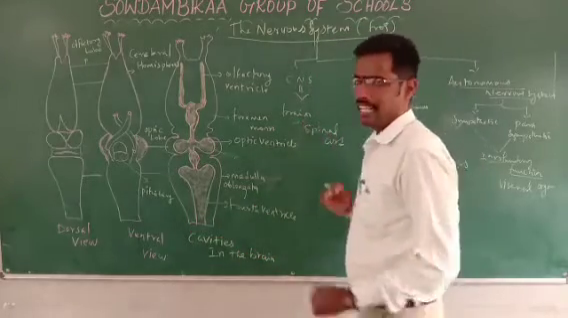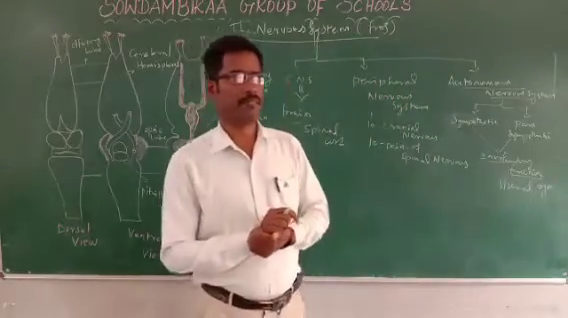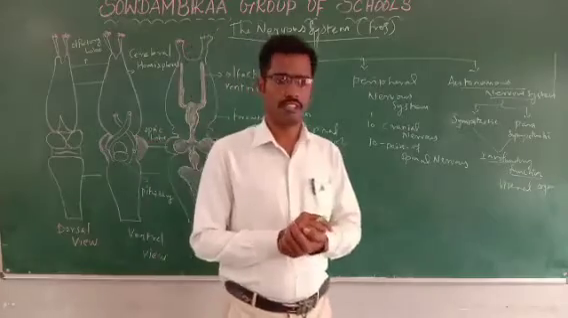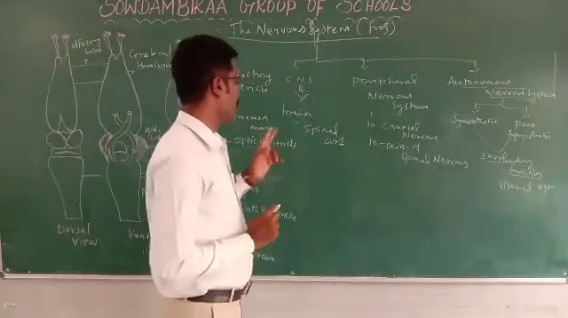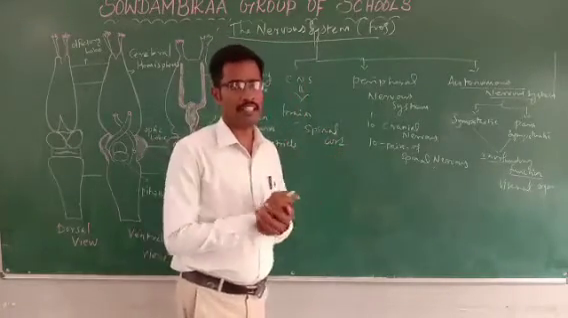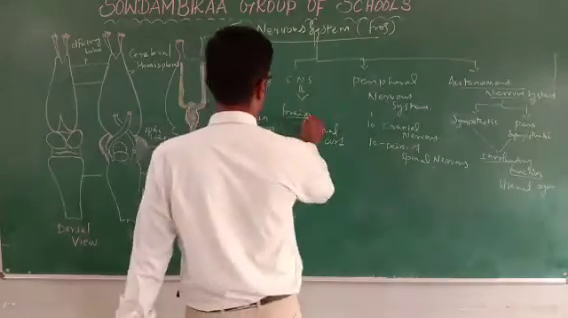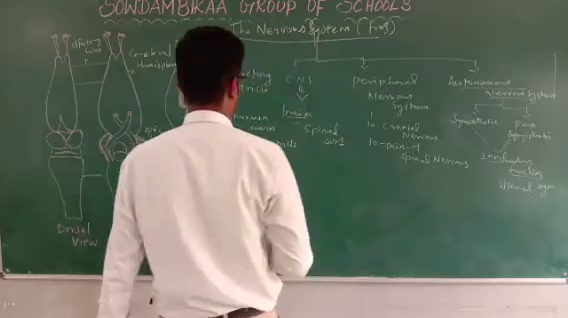The brain is generally covered by membranes. The membranes are the duramater and the piamater. So this is important for 1 mark questions. Okay, the brain is covered by a membrane called the duramater, and another is the piamater.